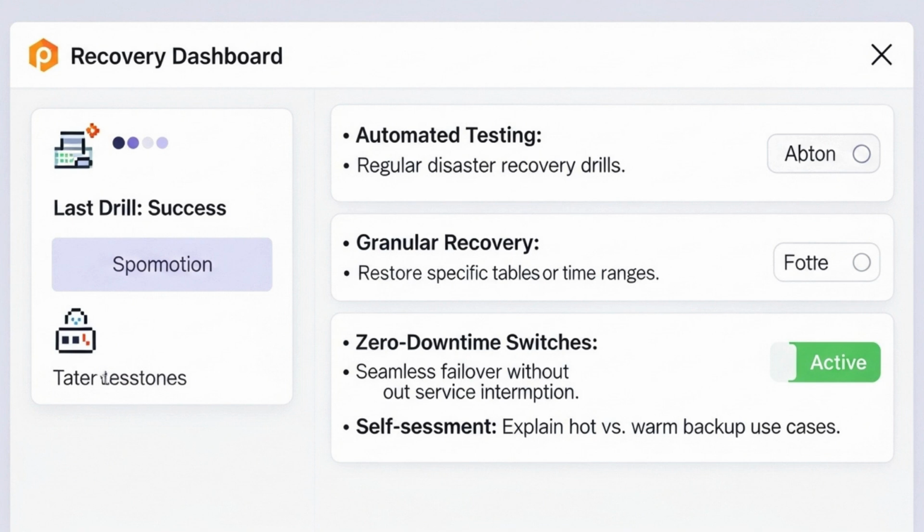Today we've covered how to understand multi-tier backup strategies, implement automated scheduling, design point-in-time recovery, and apply backup validation and integrity checks. By integrating these patterns, you can build systems that truly stand the test of time and disaster. Now, for a quick self-assessment, how would you explain the difference in use cases between hot and warm backups to a junior developer?